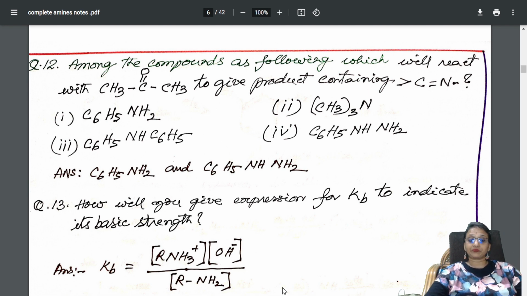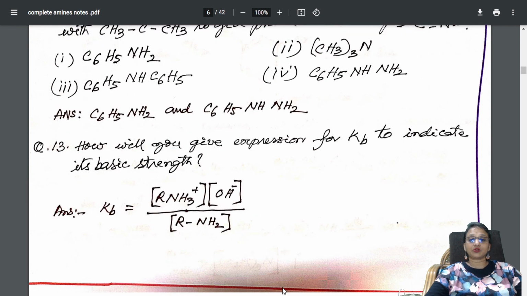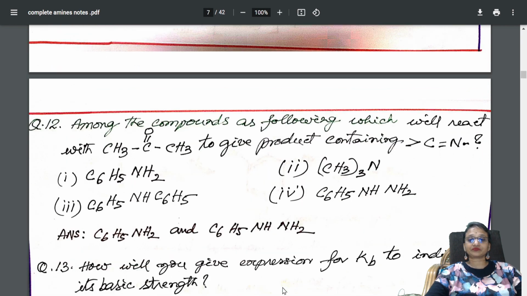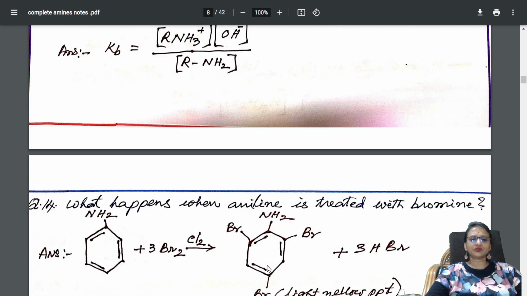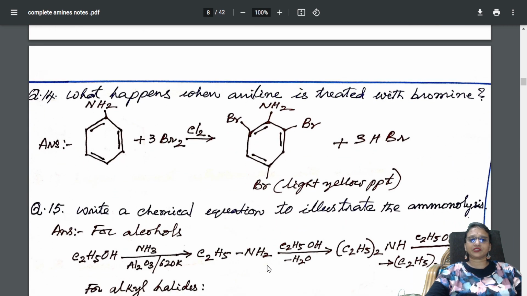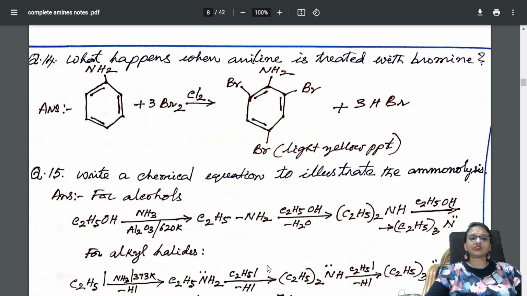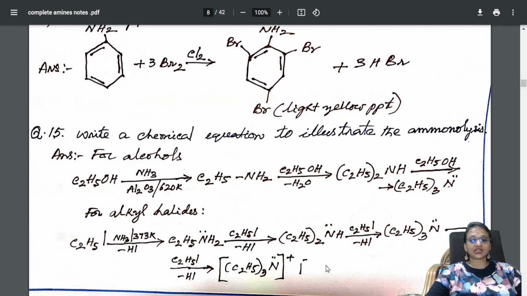Okay. How will you give the expression for Kb to indicate its basic strength? Okay. Products by reactants, done. Slowly we have taken: among the following compounds, which will react with this ketone. This also is given, done. Okay, how will you... same thing is repeated because for a few questions, what happened, students, when I was clicking the photo, they got repeated. Sorry for that. What happens when aniline is treated with bromine? Okay, right product given. Okay, write a chemical reaction to illustrate aminolysis for alcohols.